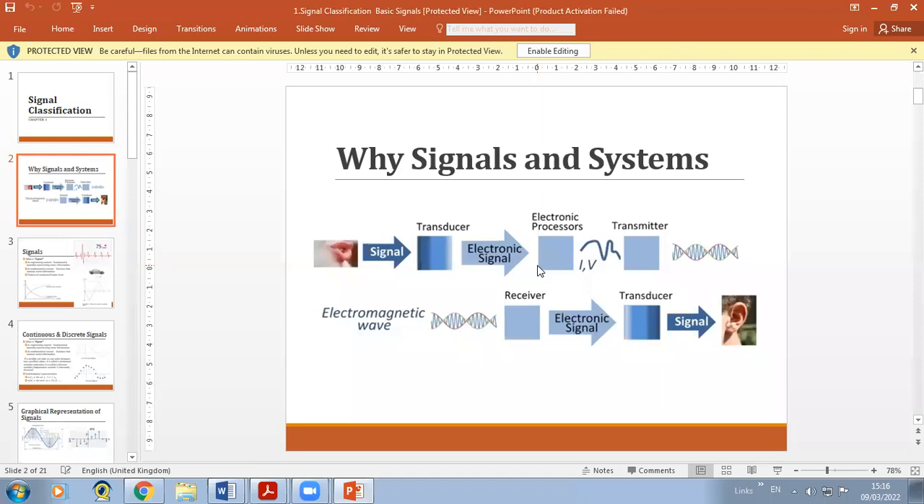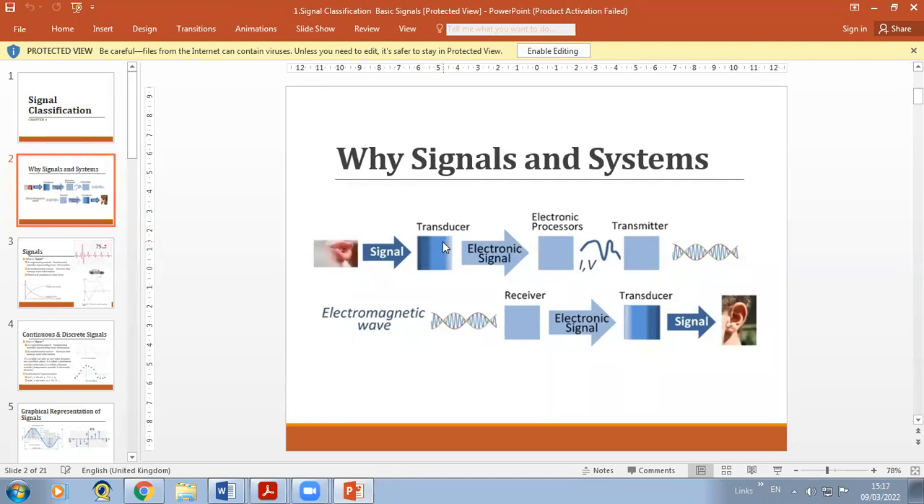Okay, with our stuff, you can see that this is a simple communication system. You can see that the person is speaking to a microphone. So this is a transducer. Transducer means sensor, converting one signal into another signal, most probably an electrical signal. So another word for transducer is a sensor.